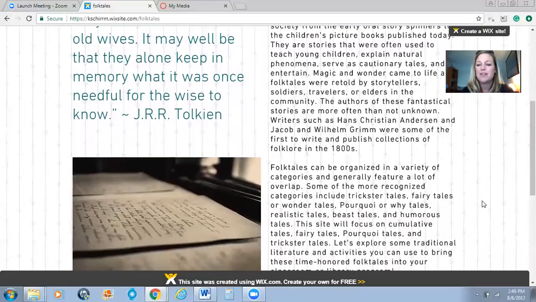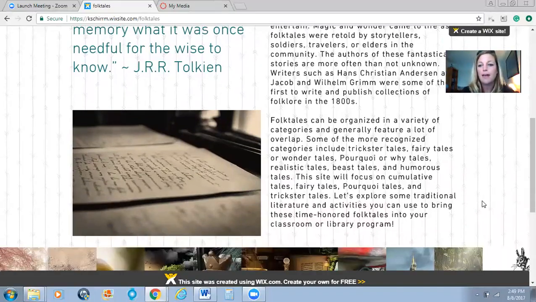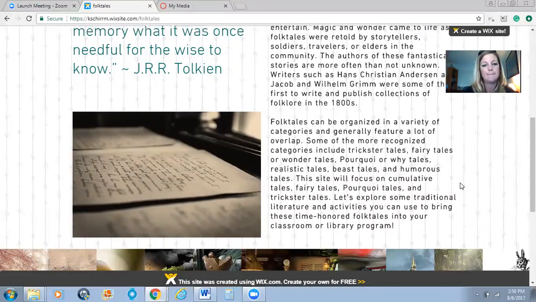I also mentioned a little bit how in the 1800s they started to become published, so not oral storytelling anymore, but actually written down, and have transformed themselves into the colorfully illustrated books that we have today. And specifically, I talk about that we're going to look with this website at cumulative tales, fairy tales, porquet tales, and trickster tales.